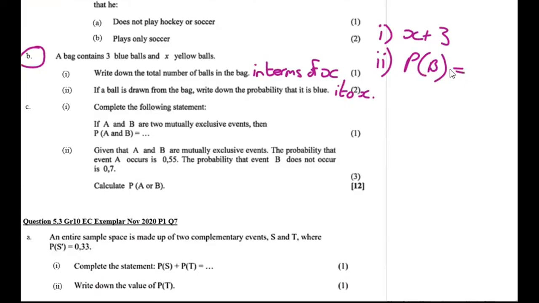So how many blue balls were there? There was 3, ma'am. There were 3, okay. And what was my total again? How many balls were there in total? Wasn't it like X plus 3? Yes, it was X plus 3. Ta-da! Okay, ma'am. Thank you.